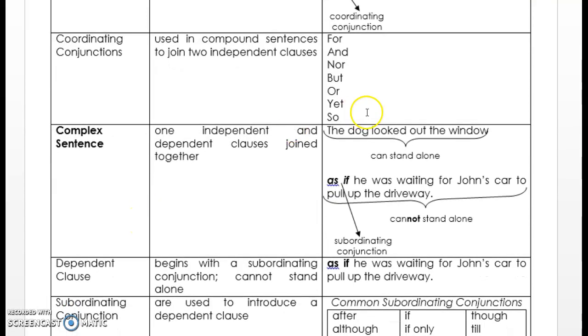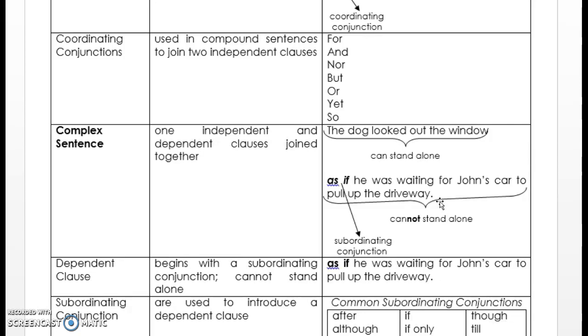So basically, an example of a complex sentence would be, the dog looked out the window, right? Okay, I'm checking. That can stand on its own, right? It's a sentence. As if he was waiting for John's car to pull up in the driveway. So now here is my dependent clause. As if he was waiting for John's car to pull up in the driveway is not a complete sentence. So I know it has to be a dependent clause. So now when I put them together, I know that it's not a compound sentence anymore. It's a complex sentence, because both parts can't stand on their own.